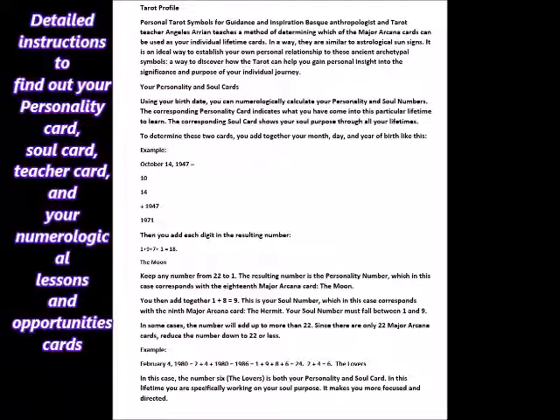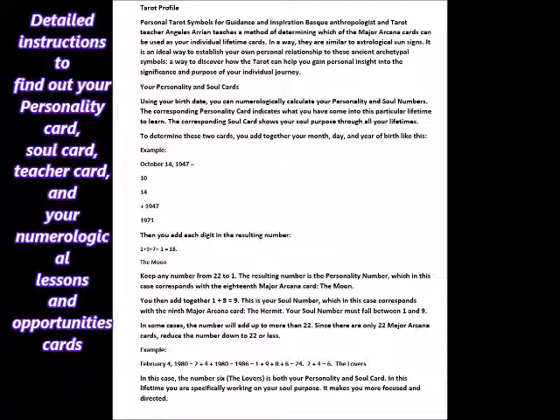Example: October 14th, 1947 equals 10 plus 14 plus 1947, which is 1971. Then you add each digit in the resulting number: 1 plus 9 plus 7 plus 1 equals 18, the Moon. Keep any number from 22 to 1. The resulting number is the personality number, which in this case corresponds with the 18th major arcana card, the Moon. You then add together 1 plus 8 equals 9. This is your soul number, which in this case corresponds with the 9th major arcana card, the Hermit.